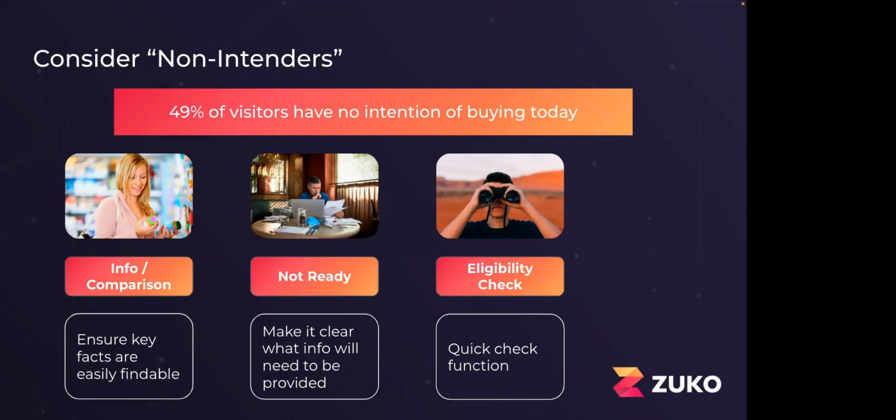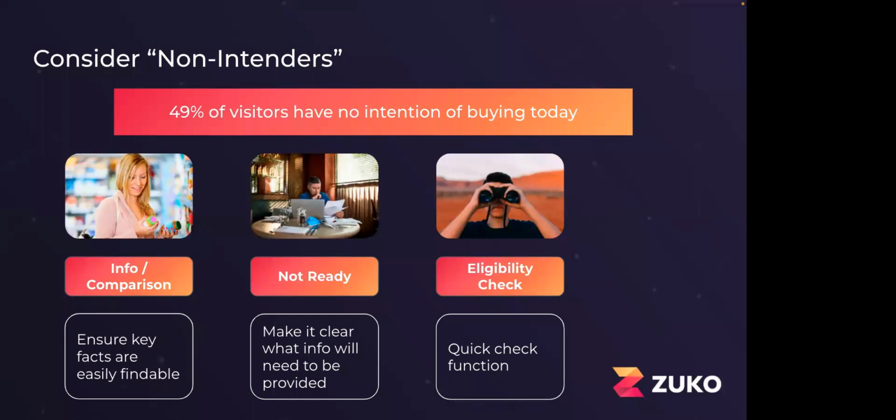And the final group to address the needs of is those who want to check their eligibility. So for instance, you may be a credit card company. They may want to check whether you'll give them a credit card or whether you'll give them a loan based on their circumstances. Obviously, they're not looking for a final decision, but they want to know if they should spend any time with you or not.